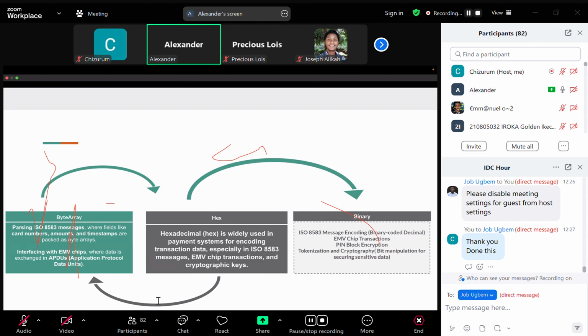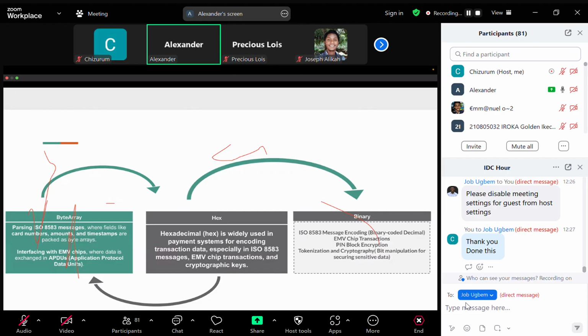So when the middleware wants to send a transaction upstream, let's say to the switch, that transaction is sent in a byte array format. That is, they are packed in byte arrays, right? Interfacing between EMV chips, like I talked about the chip card, right? And then the devices and the tokens, the exchange format is called the application protocol data unit. And these commands, the data being exchanged, are actually packed or formatted in byte arrays, right?